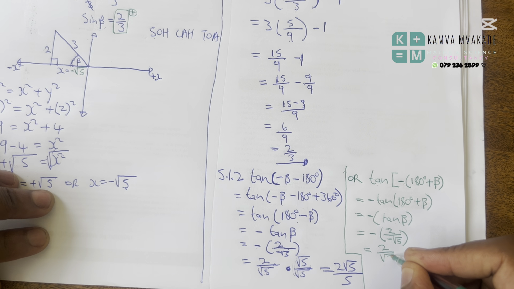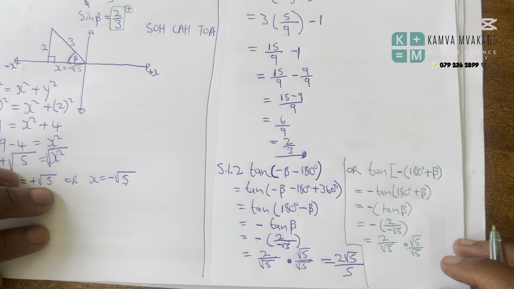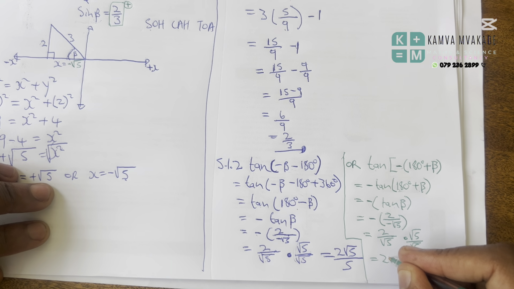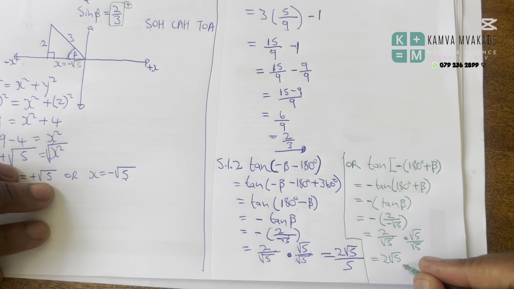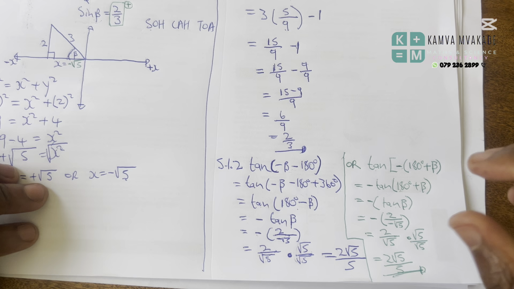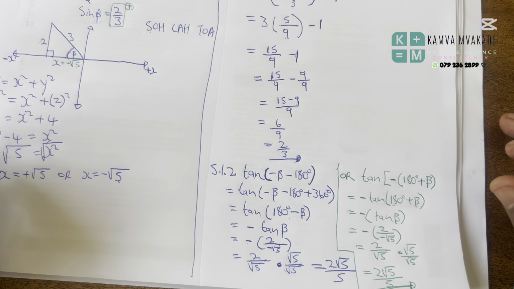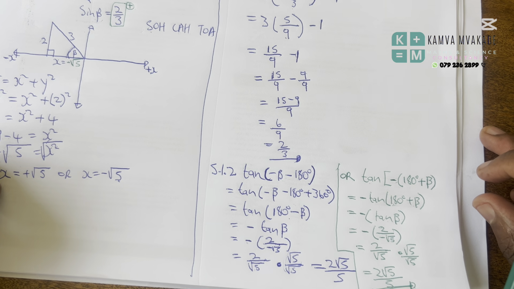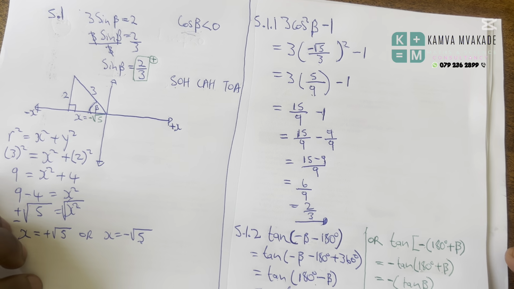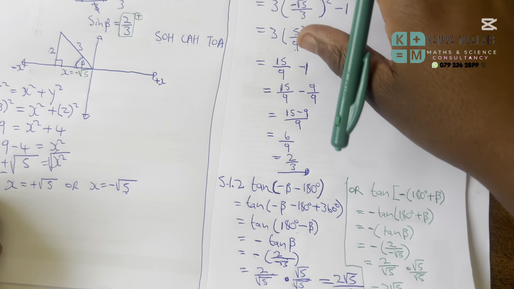Now we have 2 over root 5, and then from here we rationalize, root 5 over root 5. This is going to be 2 root 5 over 5. This is another way in which you can do 5.1.2. Right, good. That is our 5.1 done.